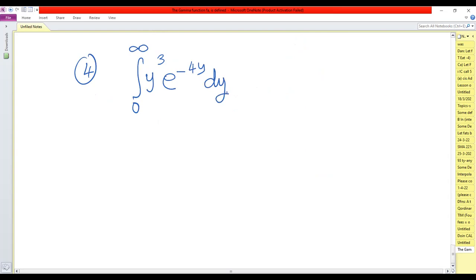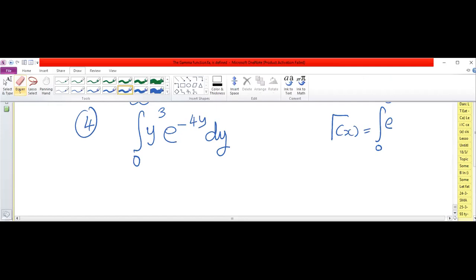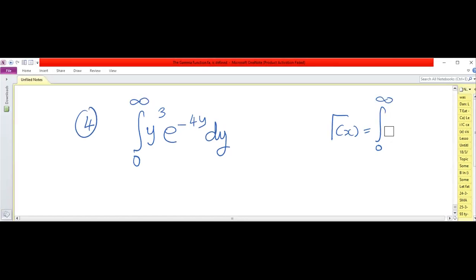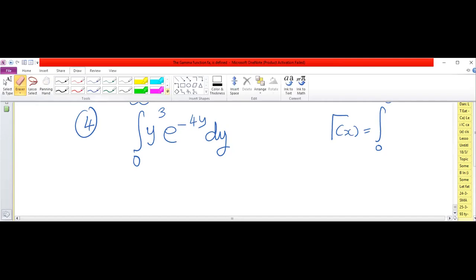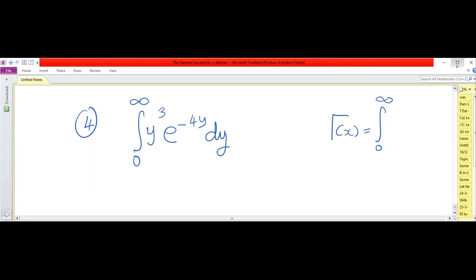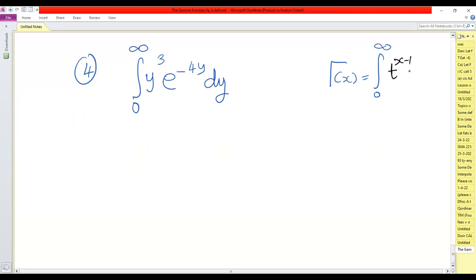Now in this particular problem, you really have to be careful. It is not as direct as the previous ones, whereby we're just rewriting the powers of y as n minus 1 and then say this is a gamma function. Remember that gamma of x is given by the integral from 0 to infinity of t raised to power x minus 1 e raised to power minus t dt.